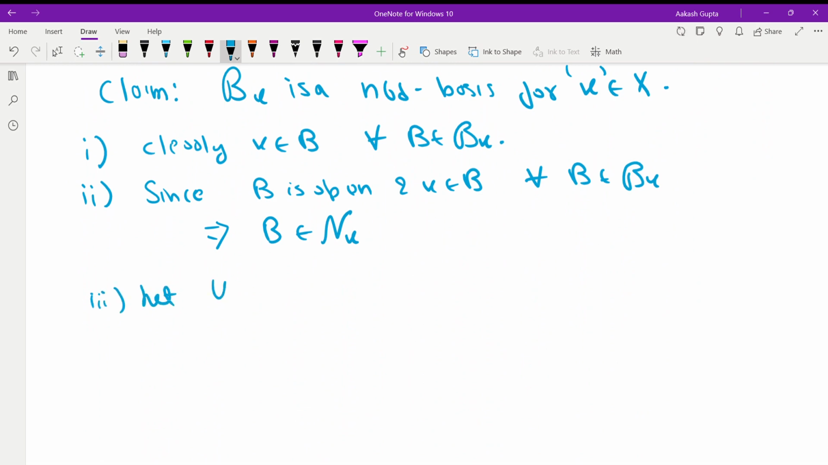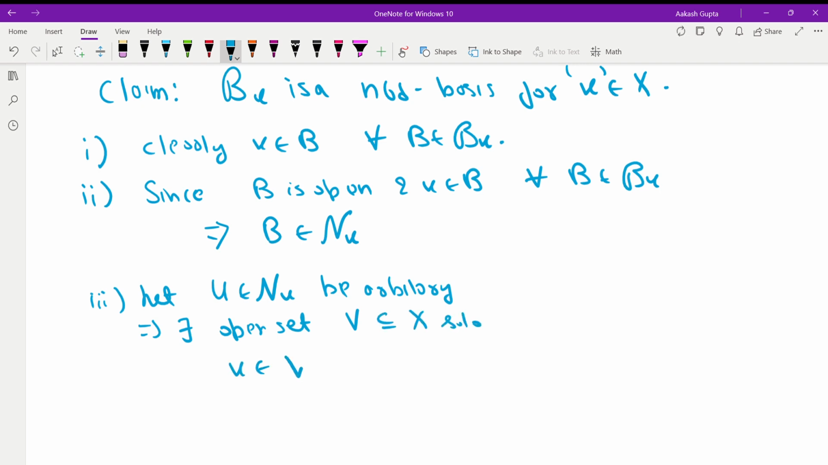So let us take, for the third, U belongs to N suffix x be arbitrary. So it's a neighborhood. So this implies there exists an open set, say V in X, such that x belongs to V, which is contained in U. Now, V is open, right?